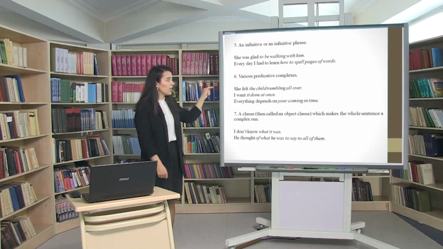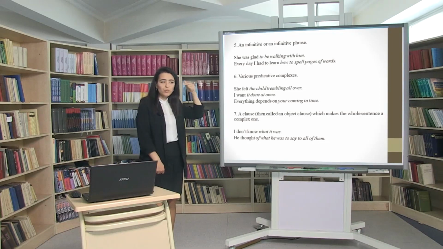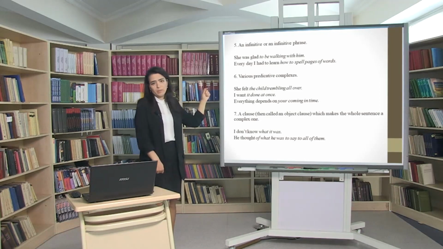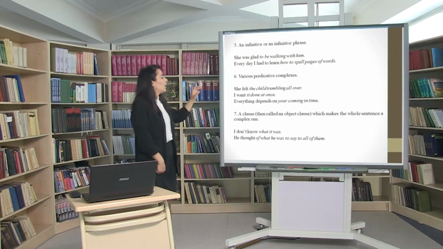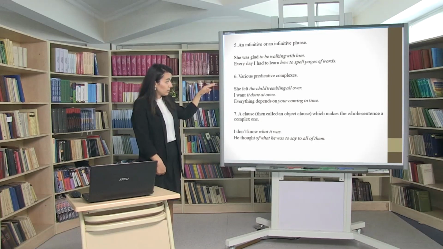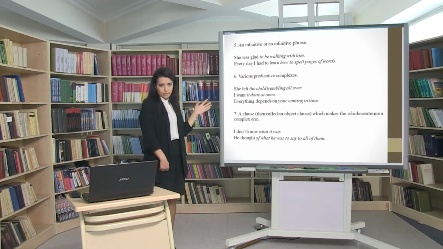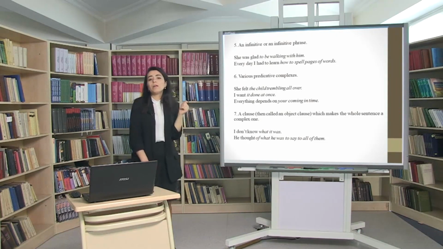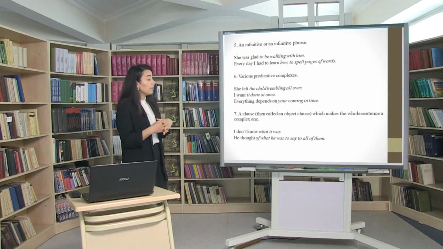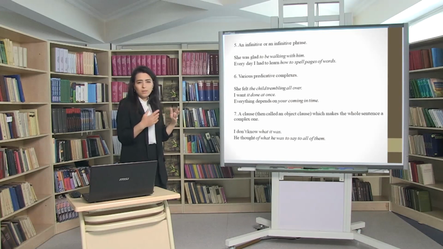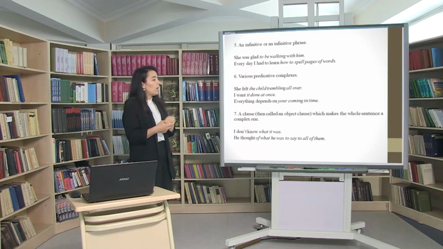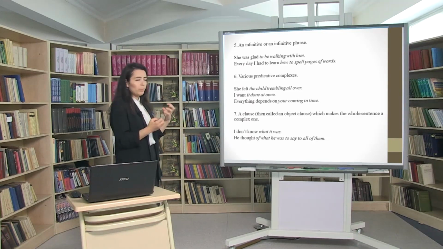For example, in the first sentence, child trembling all over, this is a participle construction, an objective participle construction, I should mention. The second one, I want it done in advance, is also a participle construction, participle 2. And everything depends on your coming in time is a gerundial construction, which is used in the function of object. A clause is then called an object clause, which makes the whole sentence a complex one.